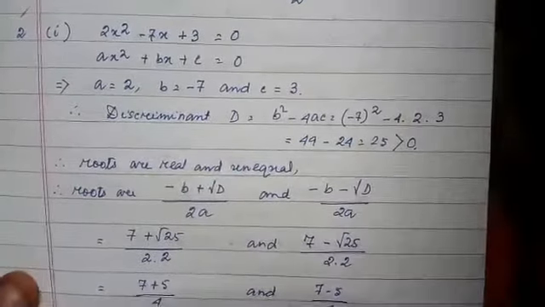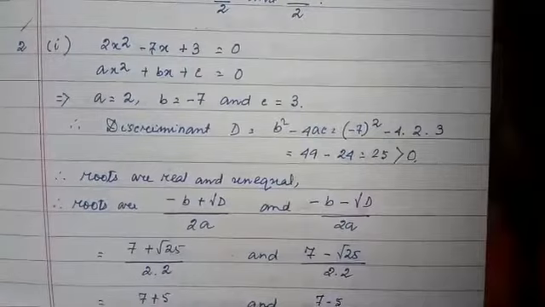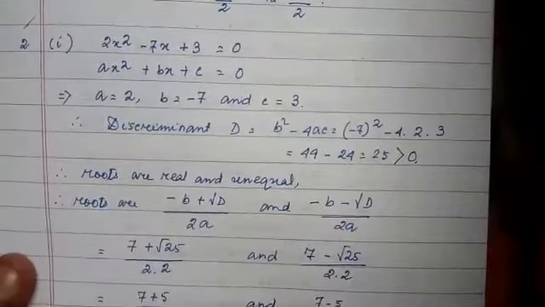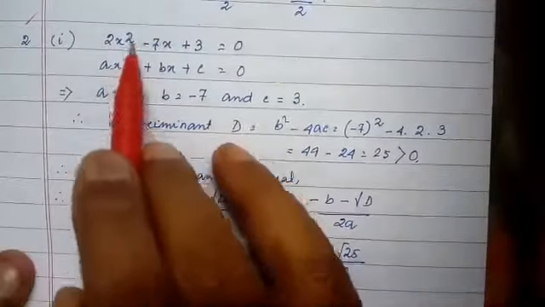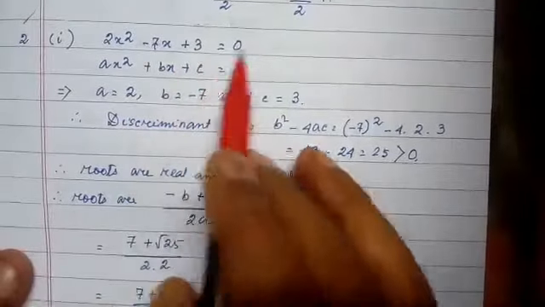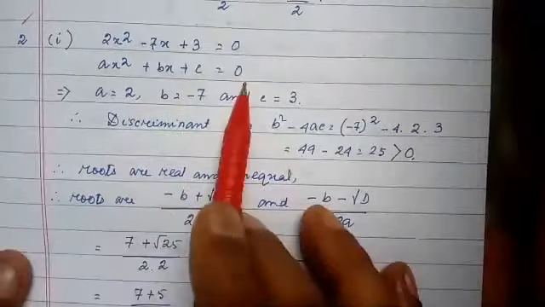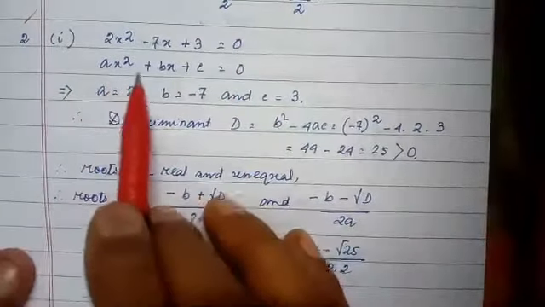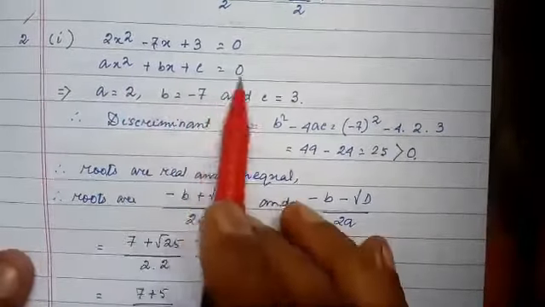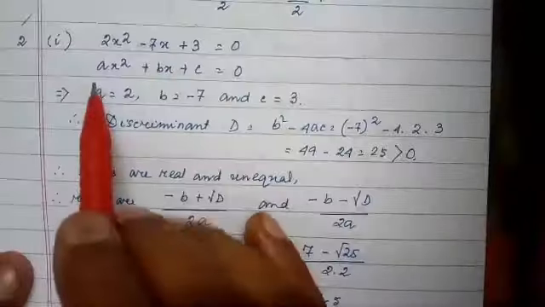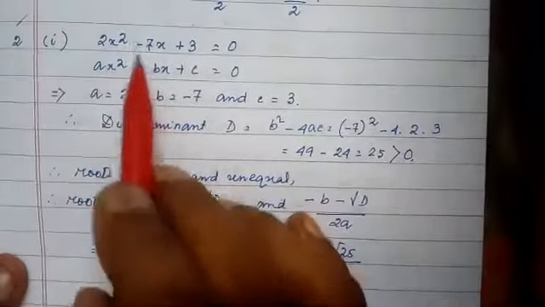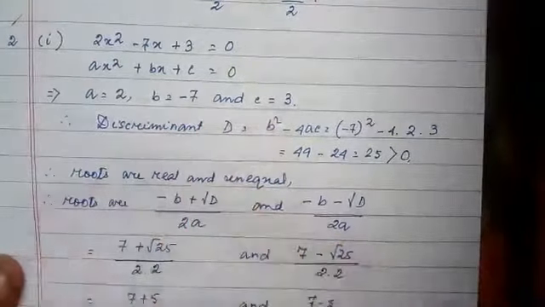Okay, next. Sum number 1 of 2. What is the equation? 2x² − 7x + 3 = 0. Let us compare the equation with the standard form ax² + bx + c = 0. So we have a = 2, b = −7, c = 3.